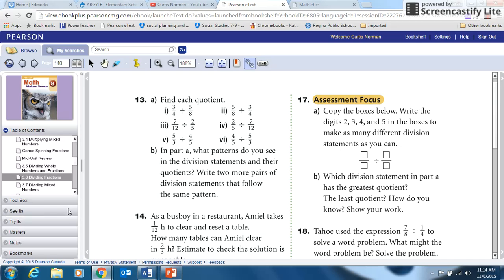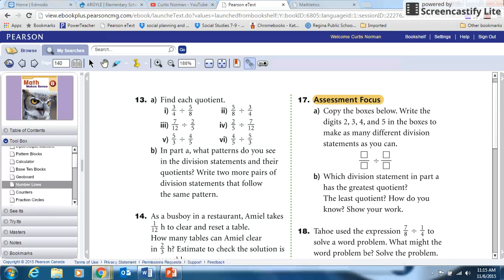The other thing I want to show you really quick is the toolbox here. It is online manipulative fractions. We found this really helpful. Like there's number lines here.